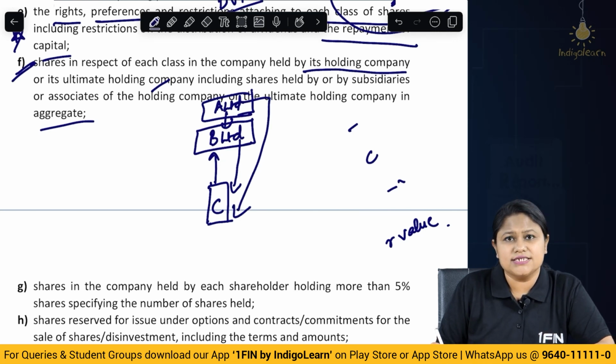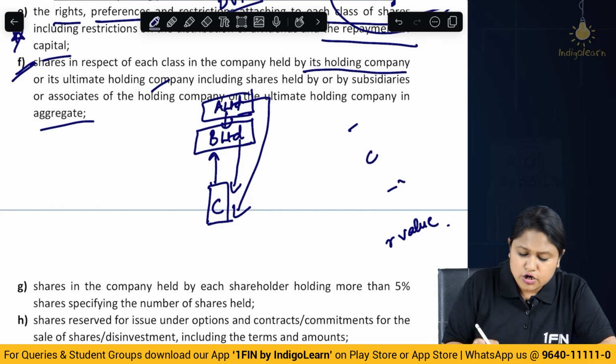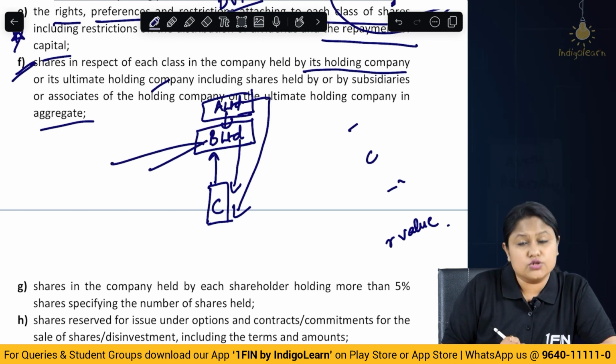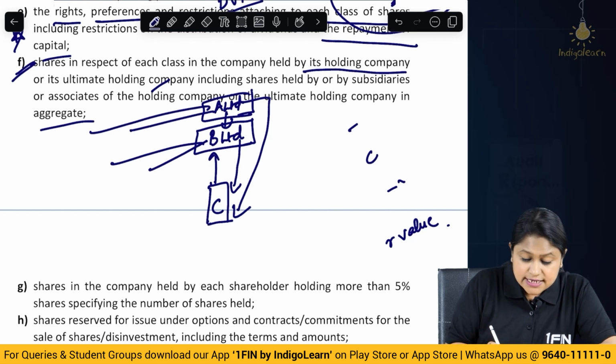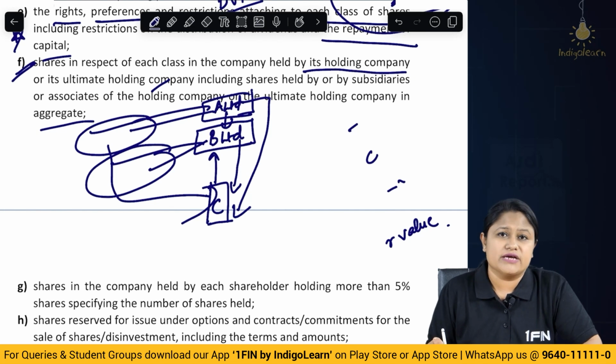In every class of shares, the number of shares that they are holding has to be given. Along with that, B will have its own subsidiaries and associates, and A will have their subsidiaries and associates. What these are holding in C, those details also have to be given.